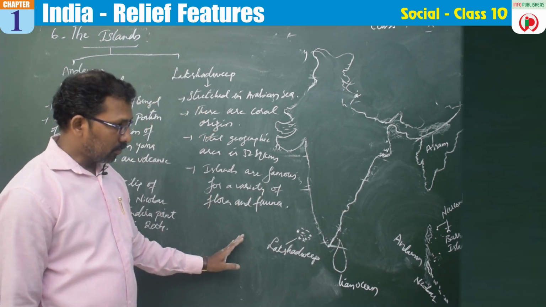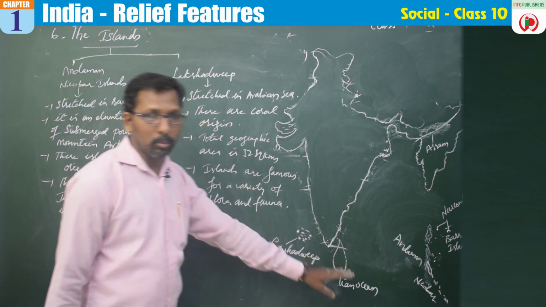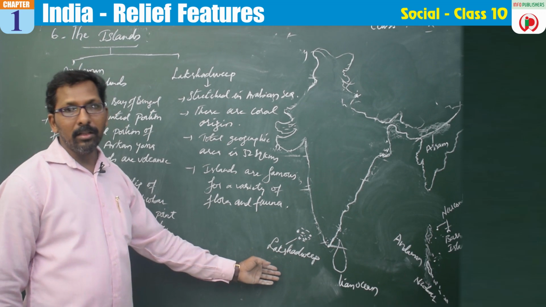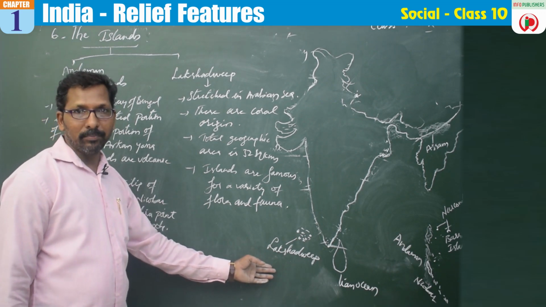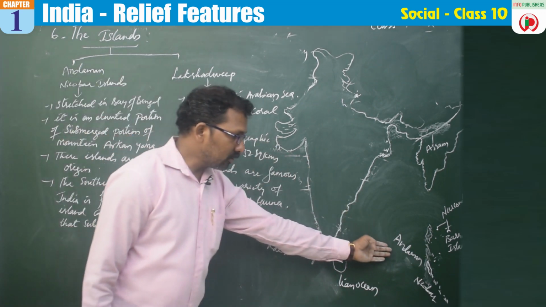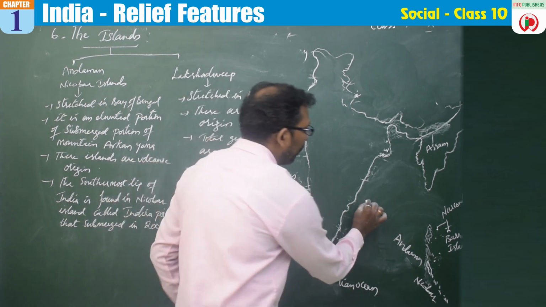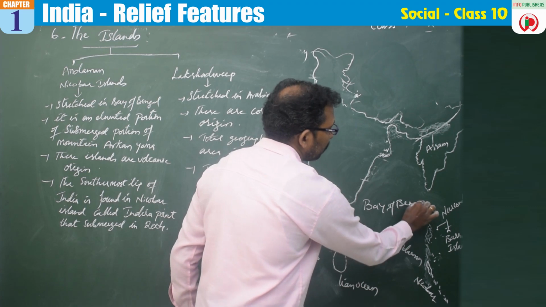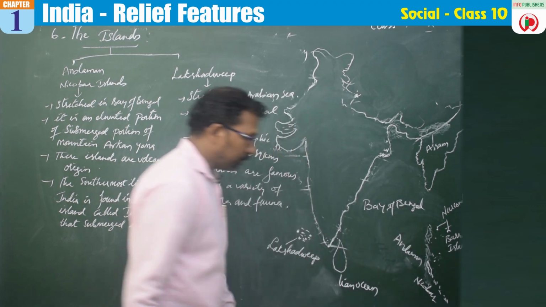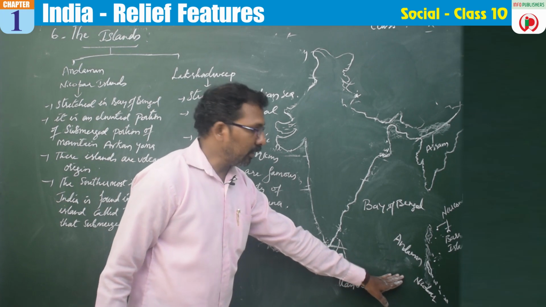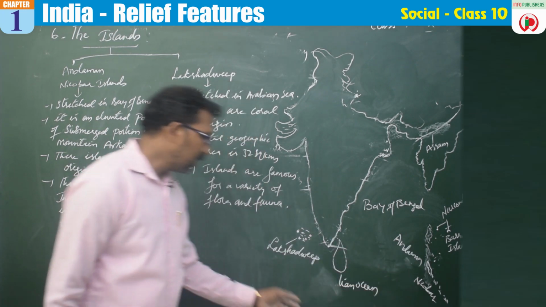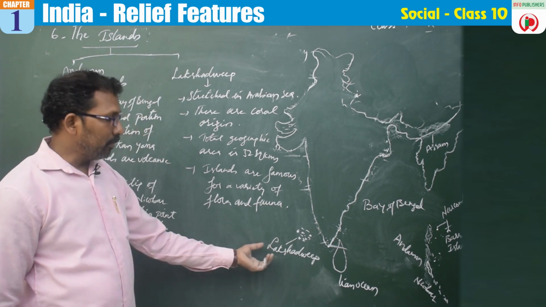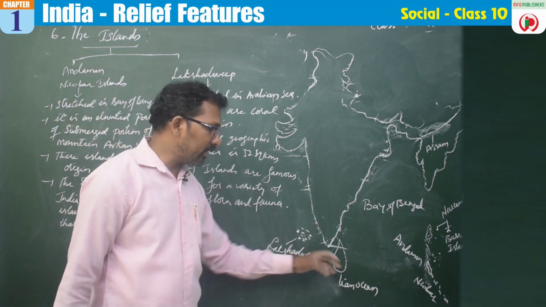Okay, so the islands of India are of two kinds. One is the Andaman and Nicobar Islands and the other is the Lakshadweep Islands. Andaman and Nicobar Islands are stretched in the Bay of Bengal Sea, whereas Lakshadweep Islands are stretched in the Arabian Sea. Are there any differences in both of these?